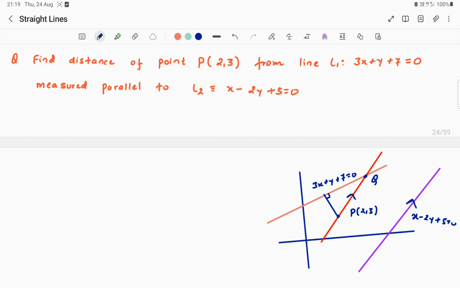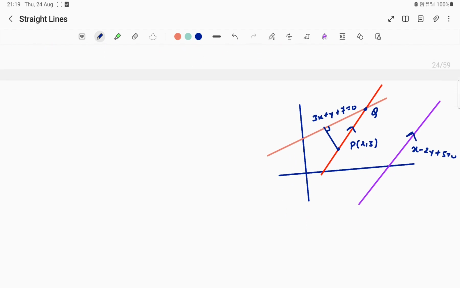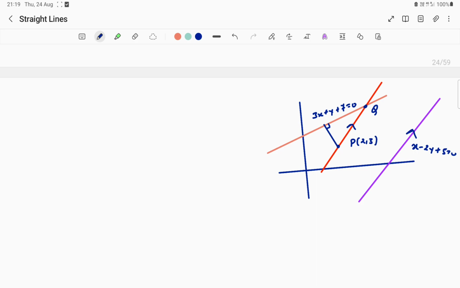Now let's do a question. Find the distance of a point P (2, 3) from the line 3x plus y plus 7 equal to 0, measured parallel to the line x minus 2y plus 5 equal to 0. Basically, the point P is given as (2, 3), and the line equation is given as 3x plus y plus 7 equal to 0. But nobody is interested in the perpendicular distance. There is a line going in this direction, and you measure the distance in this direction. They are not asking for the distance PM, they are asking for the distance PQ. The measuring should happen in that particular direction. So we have to find the distance PQ.